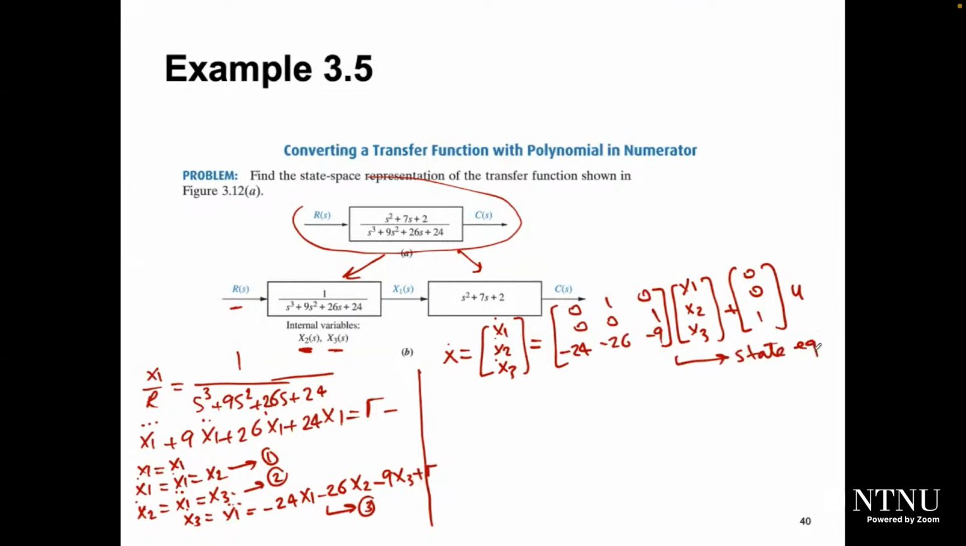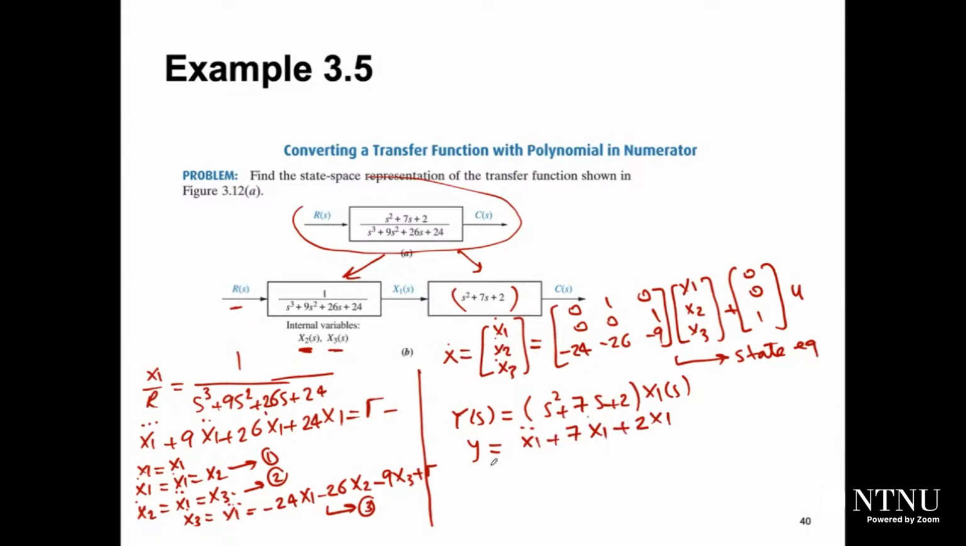Let us now try to get the output equation. We call it y of s. I will just call it y of s equal this part, the numerator, s squared plus 7s plus 2, multiplied by x1 of s. Apply the inverse Laplace transform. So we can say that y equals x1 double dot plus 7 x1 dot plus 2x1.